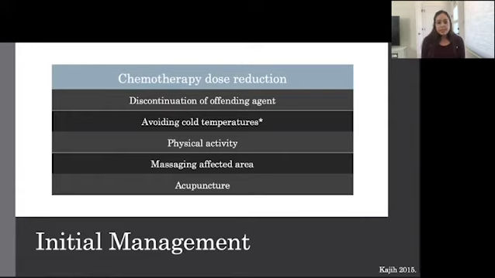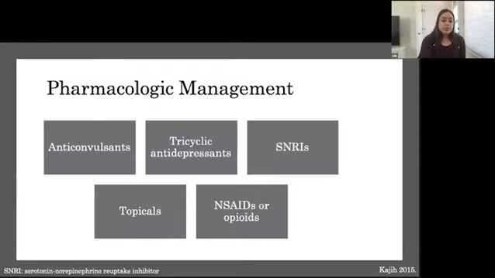Physical activity, massaging the affected area, as well as acupuncture are all things that have been suggested to be helpful. Not a ton of solid evidence for those, but these things are harmless and there is some evidence to support their use. For pharmacologic management, sometimes this is necessary. And so I want to talk about the primary drug classes that you will see used in your patients for neuropathy.